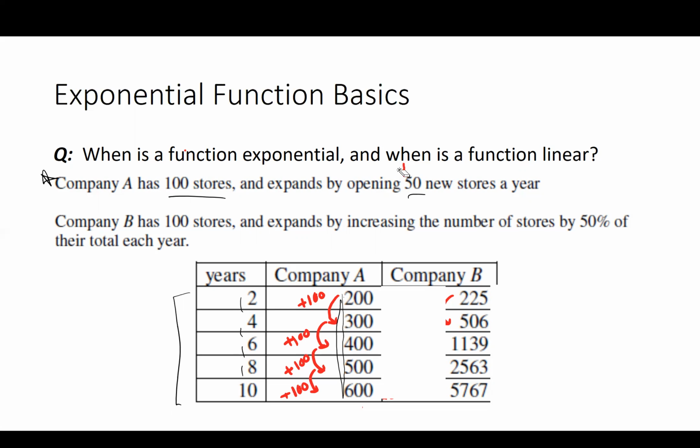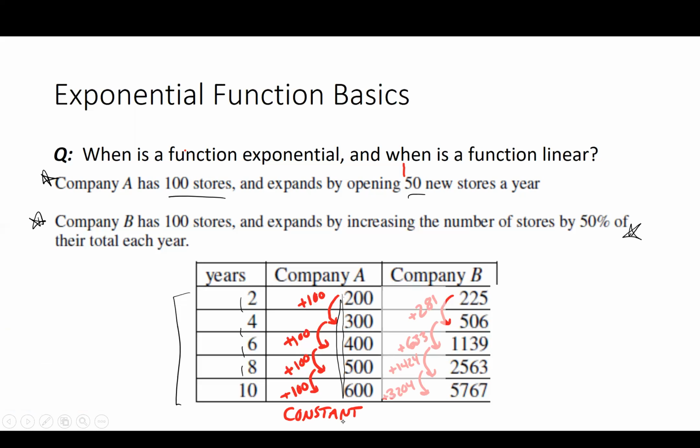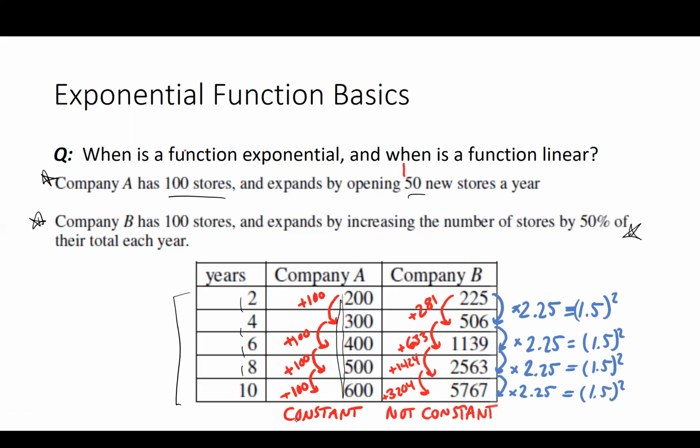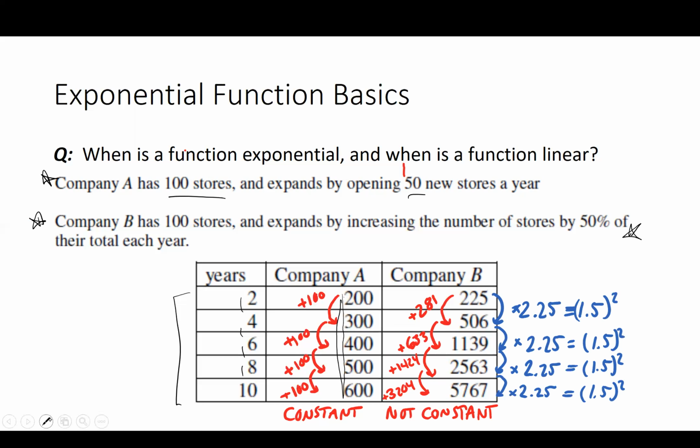Now, let's suppose instead we had company B that was increasing exponentially. We start with 100 stores and we're increasing by 50% every year. While our store that was adding just some number every year had a constant amount, this is a non-constant growth. We see here going from 255 to 506, we're not adding the same amount here as we are here. Here we're adding 281, but over here we're adding 633. That's a problem, right? So a linear function is not going to do here.